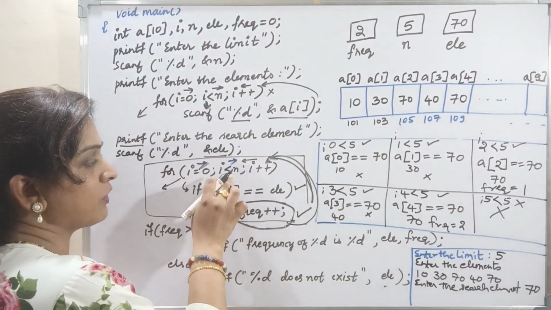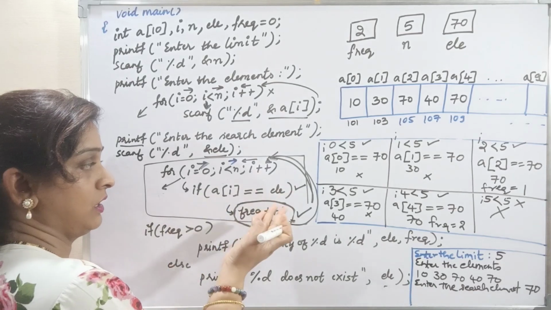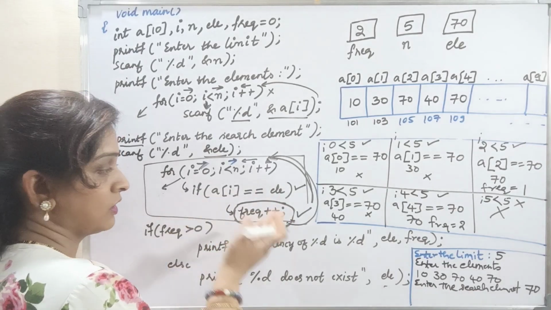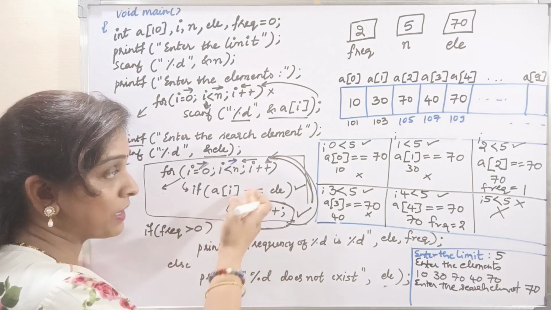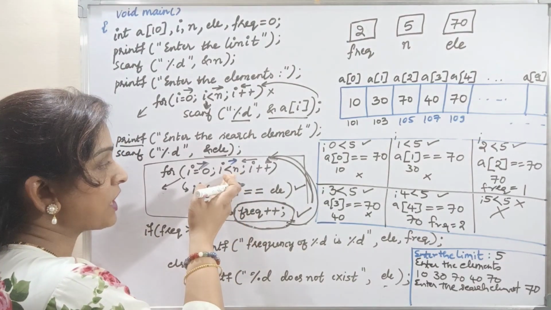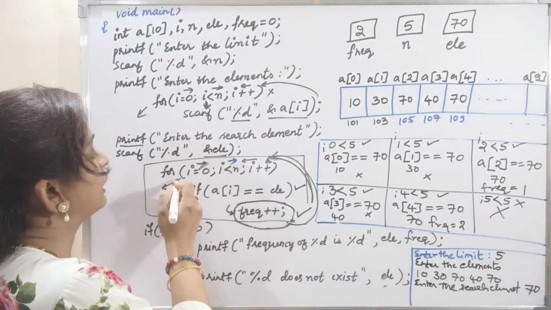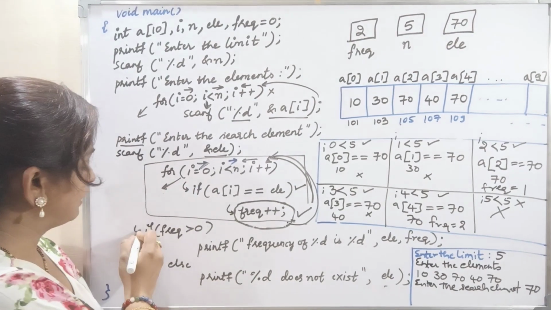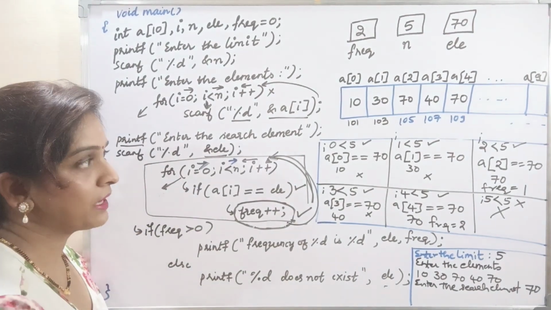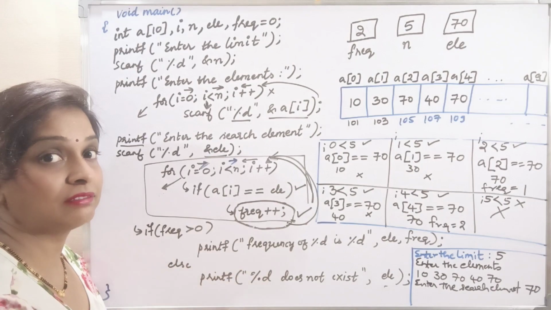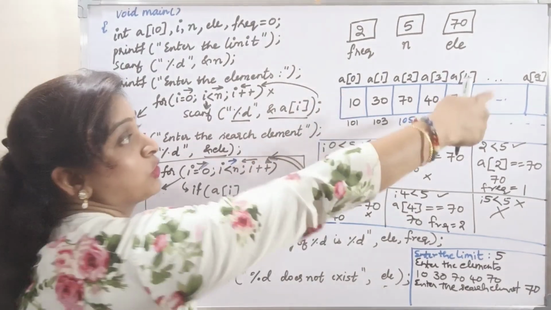When the loop condition is false, I cannot execute the if. If I cannot execute the if, then I cannot execute this also. So the loop condition is false, I need to terminate the loop, and the control will go to the if condition. By now I think you have understood how we did the traversal from 0 to n minus 1.